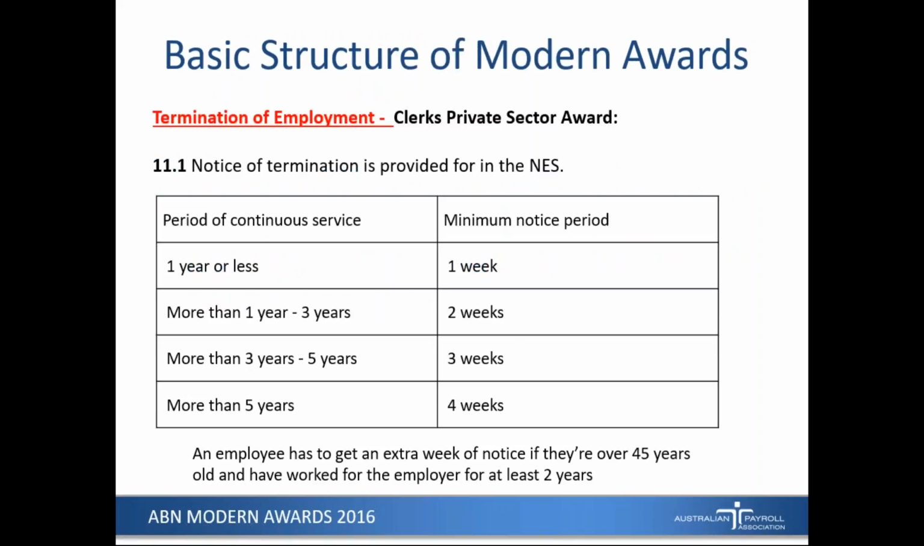So under types of employment, in every modern award will also be termination of employment. And once again, we'll use the Clerk's Private Sector Award because that is one of the basic awards. What it says is that the notice of termination is provided for in the National Employment Standards. And as you can see, the table provides for 1 week for a year or less, 2 weeks for service between 1 and 3 years, 3 weeks for service between 3 and 5 years, and 4 weeks notice for an employee who has more than 5 years service with their employer.